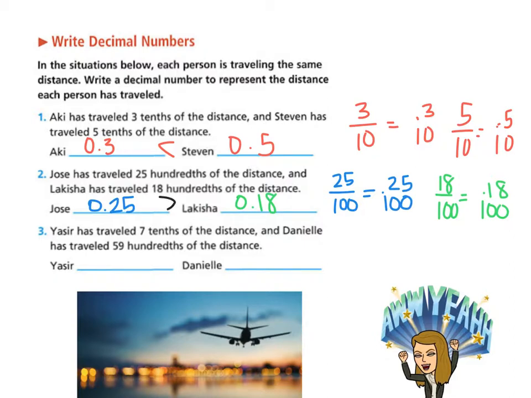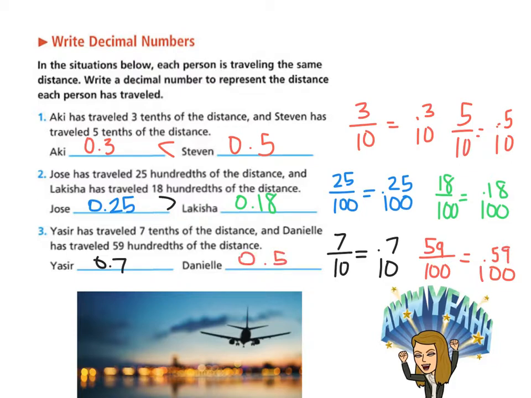Then, number 3. Yasir traveled 7/10 of the distance, and Danielle has traveled 59 hundredths of the distance. Okay, so let's take a look first at Yasir. 7/10 is equivalent to the decimal 0.7. Let's take a look at Danielle's. She did 59 hundredths, which would be equivalent to the decimal 0.59.